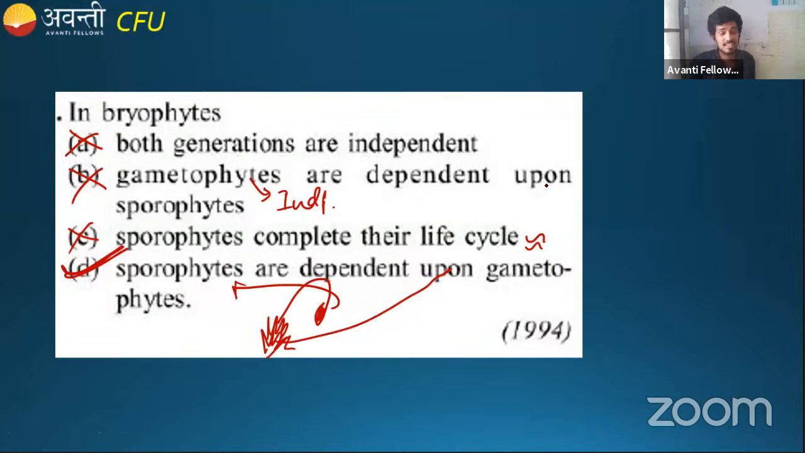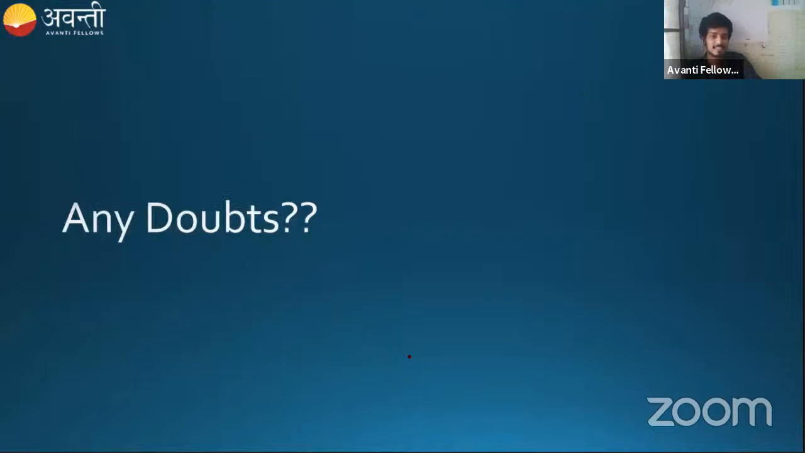What about option C? Sporophytes complete their life cycle. Actually, they didn't mention anything else, so it's like half a sentence. We don't know what they are telling, so you can't consider it. They are saying sporophytes complete their life cycle, yes, but the gametophyte also completes the life cycle, so you can't choose that one. I didn't add a solution for this either, because I thought everyone would answer.